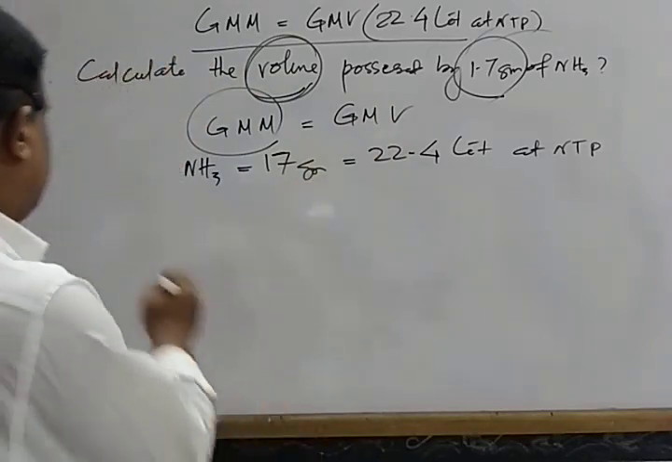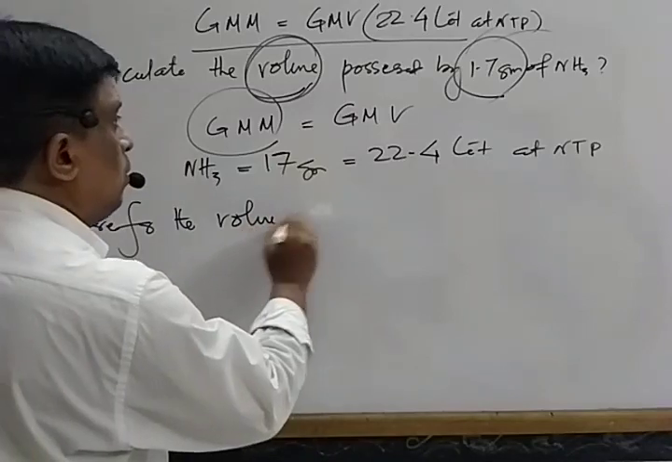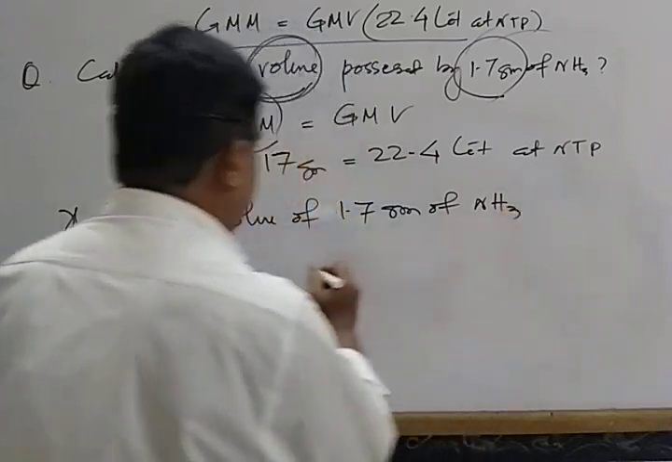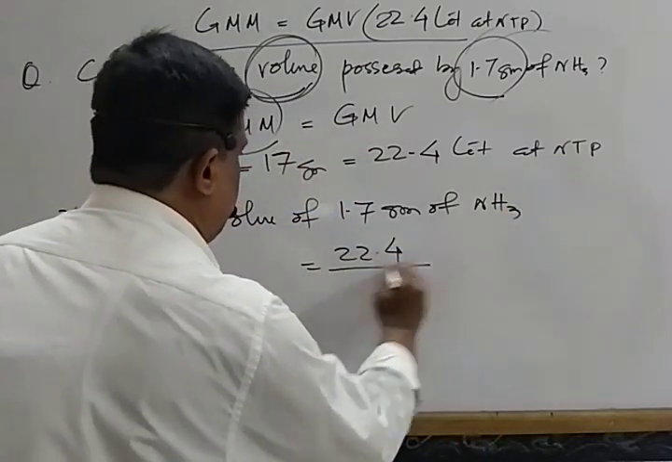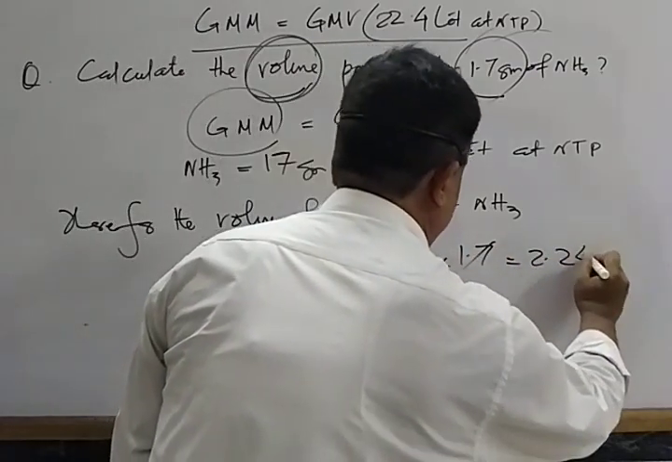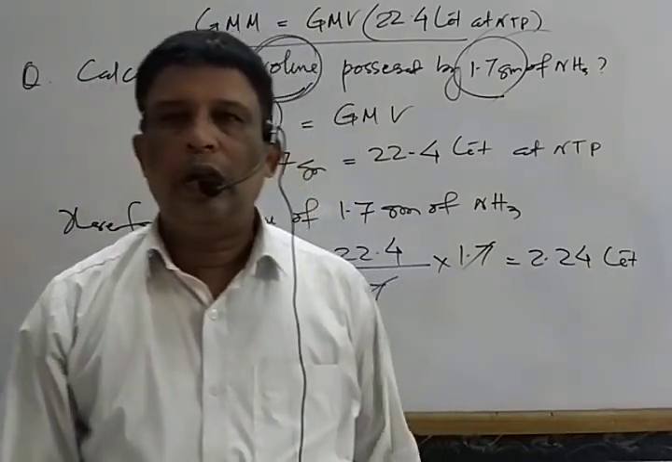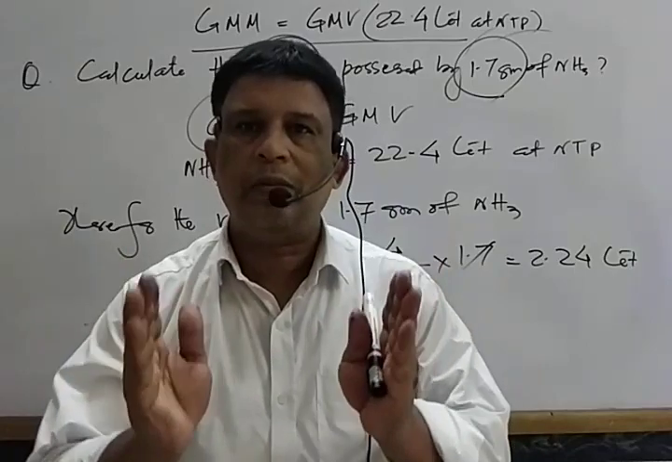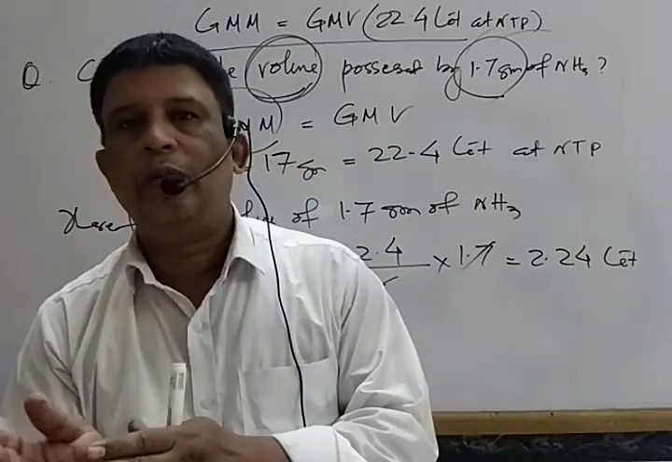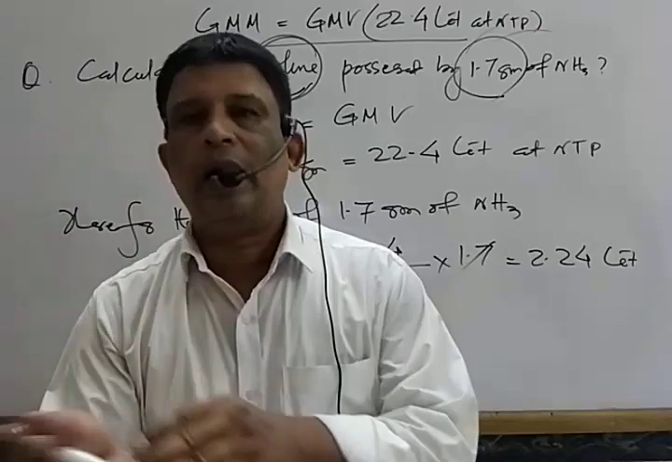Now the relation is there. So the volume possessed by 17 gram of ammonia is 22.4 liter. So the question is, therefore, the volume of 1.7 gram of ammonia is equivalent to 22.4 divided by 17 into 1.7, cancel out, 2.24 liter. Mark the concept. Whatever may be the molecule, there is no change in the concept. Always the concept focuses on two terms, that is mass and volume. Now we make an interconversion, volume with mass.